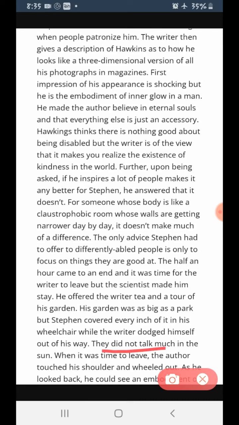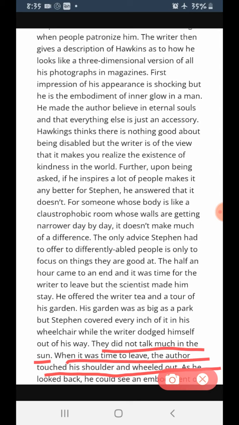And now they did not talk much in the sun. It was hot sun, okay, afternoon. 3:30, 4, 4:30 is still very hot. It is to be scorching heat, we can say. Okay, so they did not talk much in the sun because they were out in the garden. So when it was time to leave, the author touched his shoulder and wheeled out. Then when it was time to leave, the author, he touched the shoulder of the scientist and wheeled out. Wheeled out means chakka chala ke chala gaya.